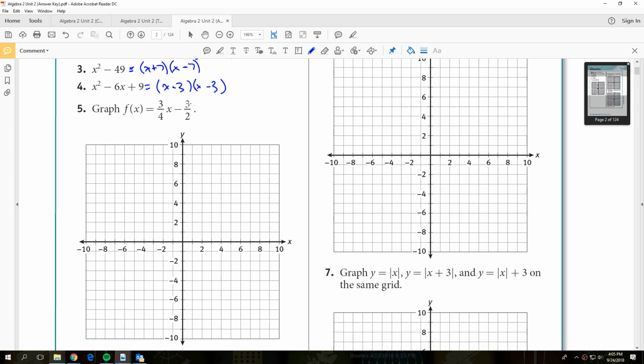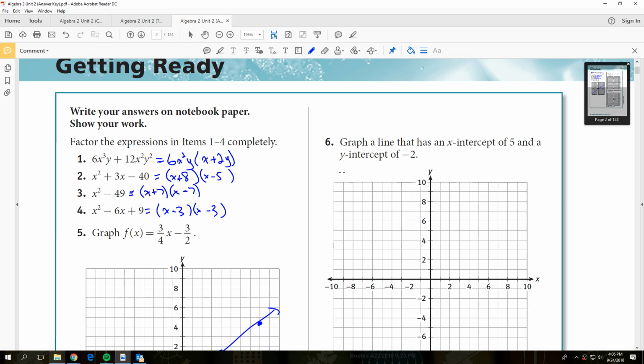Okay. And I'm going to graph this guy right here. So the y-intercept would be negative 3 halves, or negative 1.5. So right here. And the rise over run, the slope is 3 over 4. So 1, 2, 3, 1, 2, 3, 4. Here's my next point. And go down, and one more. And we'll go ahead and connect these dots. And that gives us our line.